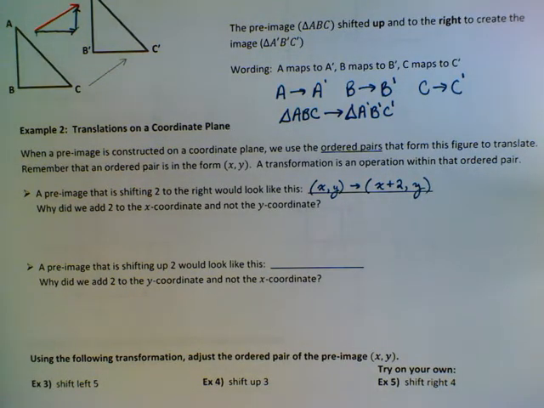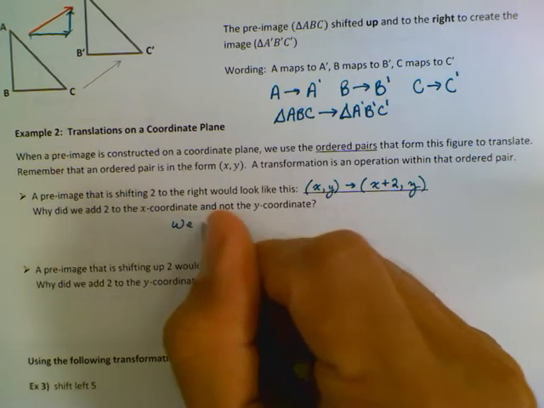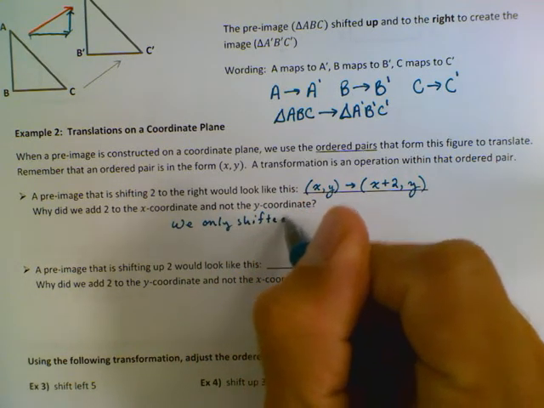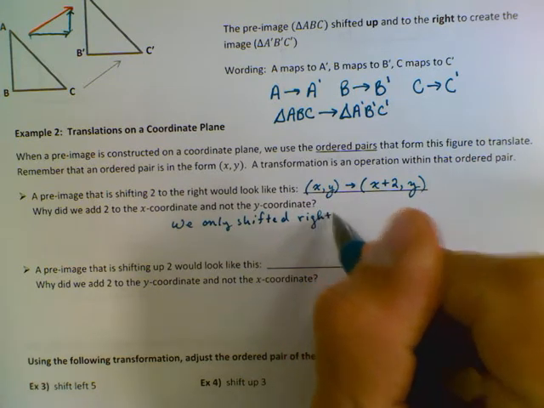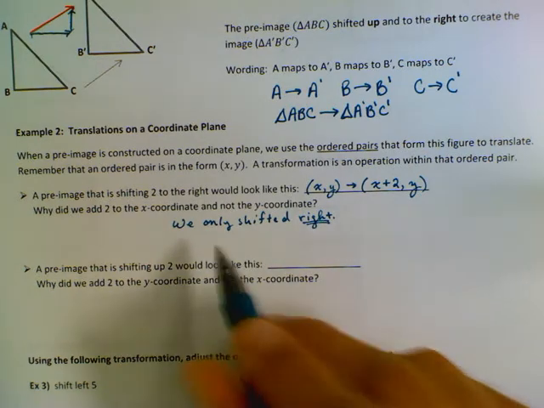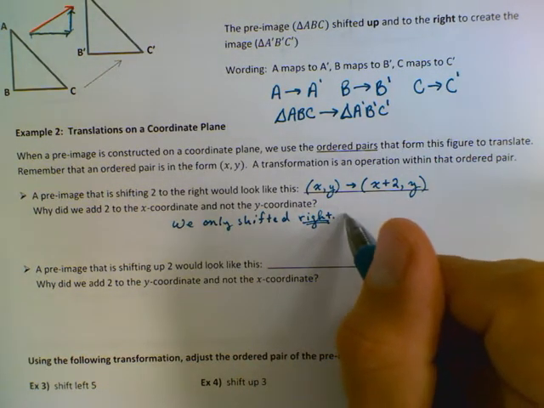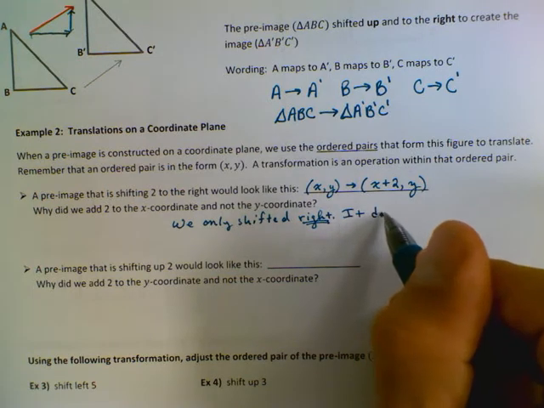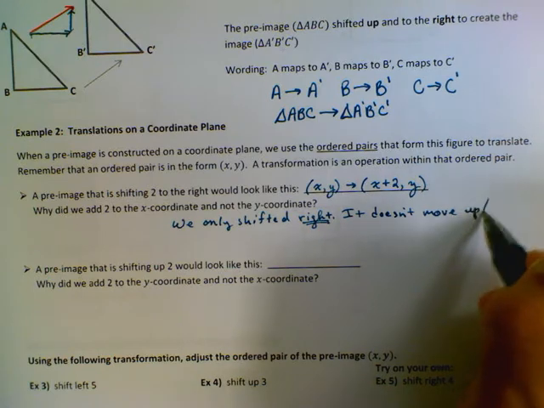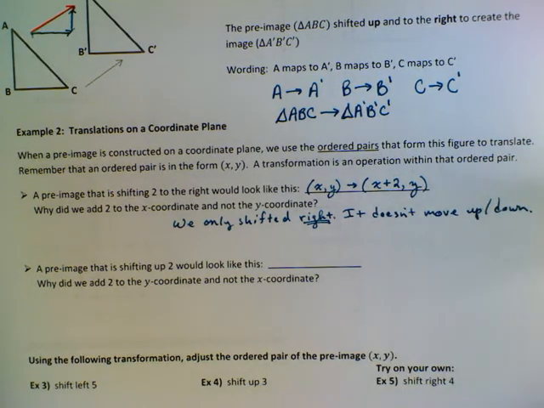Why did we add 2 to the x coordinate and not to the y coordinate? Well, we only shifted right. We only had a horizontal component. We did not say that it moved up or down. It doesn't move up or down. Okay, so that's one way you can answer that question.